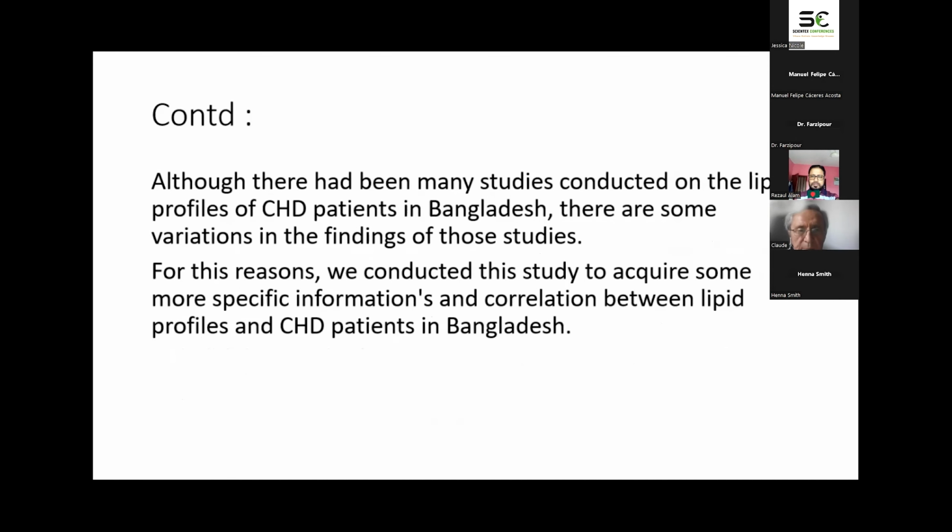Although there have been many studies conducted on the lipid profile of coronary heart disease patients in Bangladesh, there are some variations in the findings of those studies. For this reason, we conducted this study to acquire some more specific information on the correlation between lipid profile and coronary heart disease patients in Bangladesh.